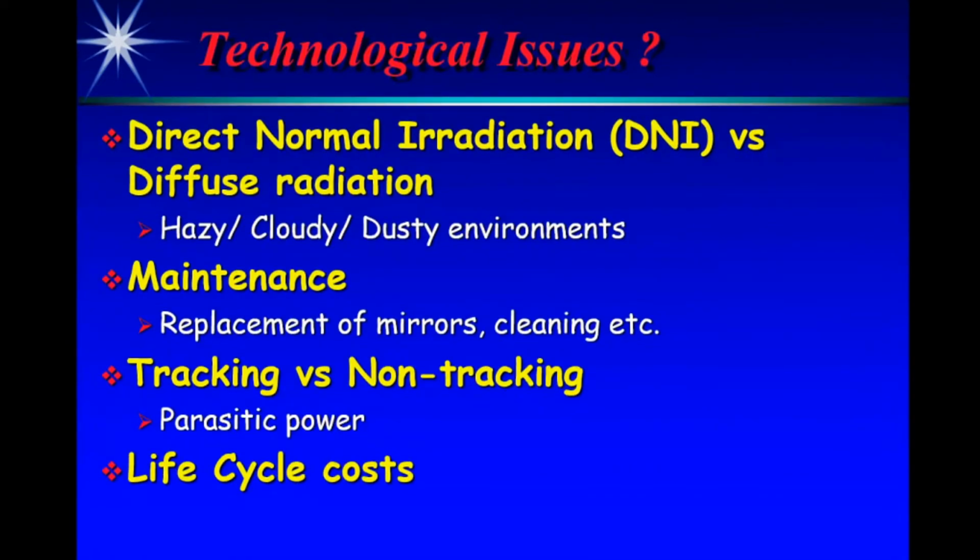Now there are issues when we talk of solar energy. The issues are related to what kind of solar collector we are using, how much radiation is there, is the radiation more direct or more diffuse, what is the kind of maintenance, whether we would like to track the sun, and what will be the parasitic power for operating a solar system. All these factors have to be taken into account for designing an efficient system which is very cost effective.